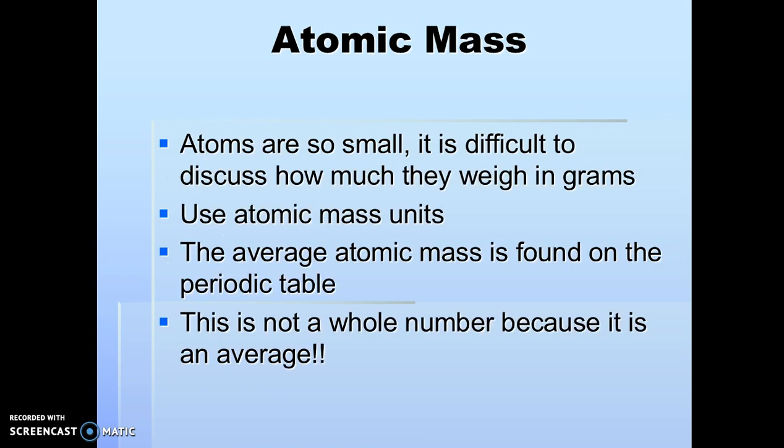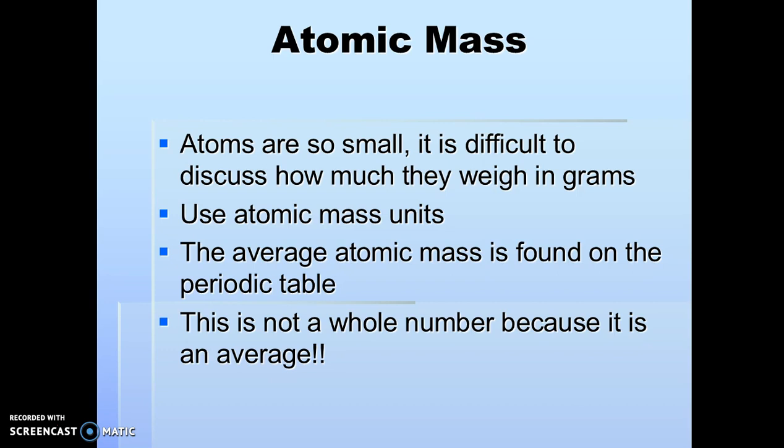All right, starting off with a review of atomic mass. Atoms are really small, right? So it's difficult to discuss how much they weigh in grams because we'd be using really small amounts of grams. So we use the atomic mass unit. Those are the numbers on the periodic table. So those masses on there are not in grams. They're in AMU, or atomic mass unit, as it says there.